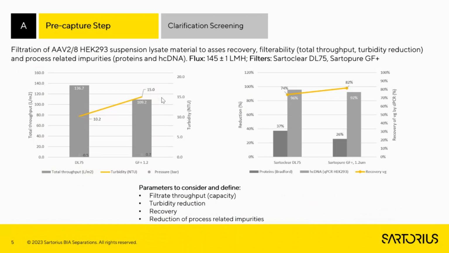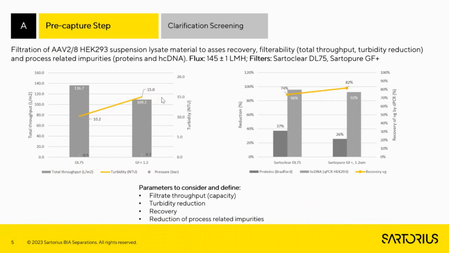It's a lysate material, and the idea here was testing two different filters from the Sartorius portfolio, so SartoClear DL75 and also the SartoPure GF+, having the constant flux and really the parameters that we should consider. And also when you're doing screening, you should define those. So one is what is my filtrate throughput, so what is the capacity of the filter. Second one, how is my turbidity reduction looking? Of course, one of the most important parts is the recovery.